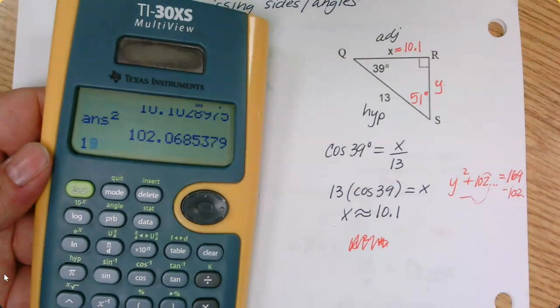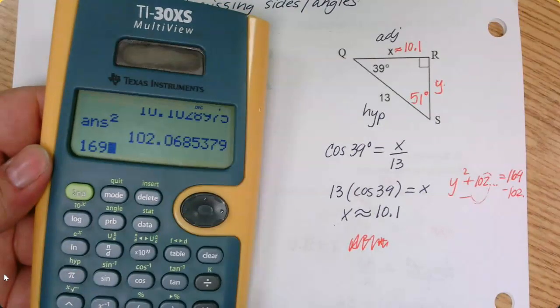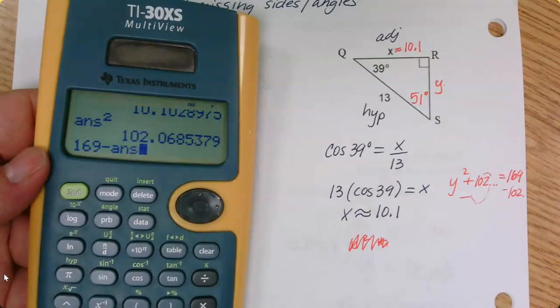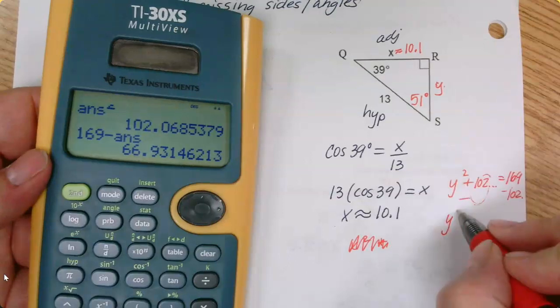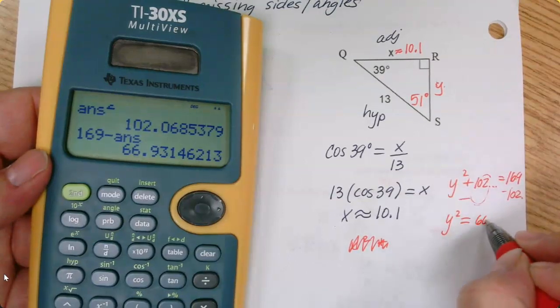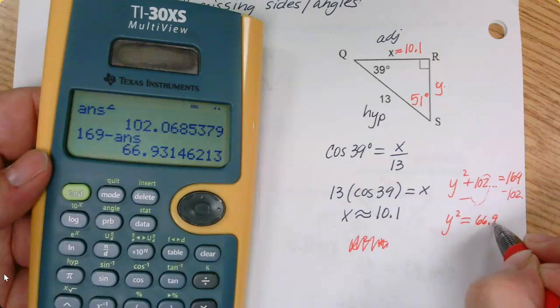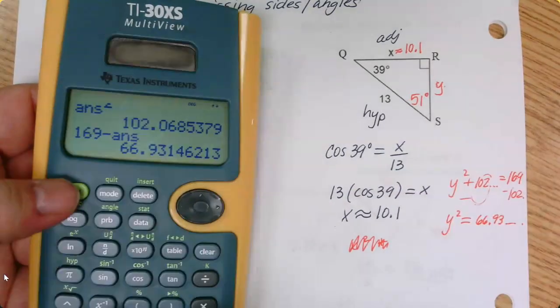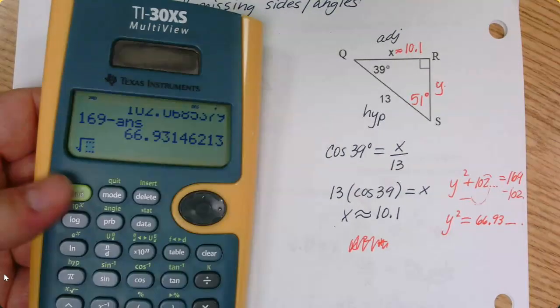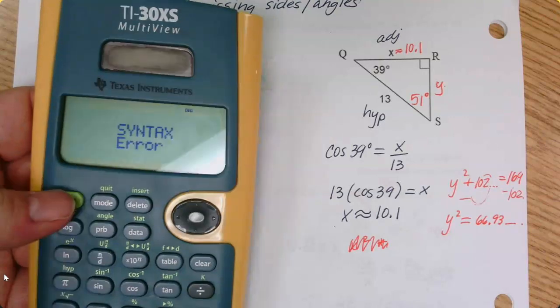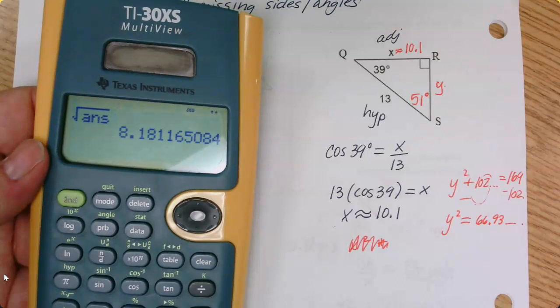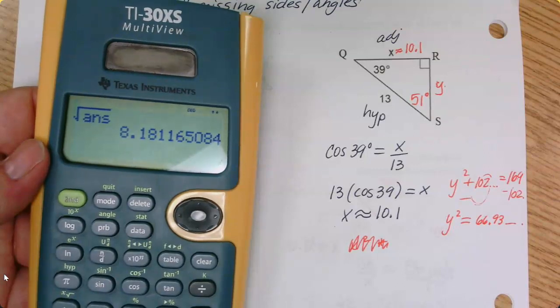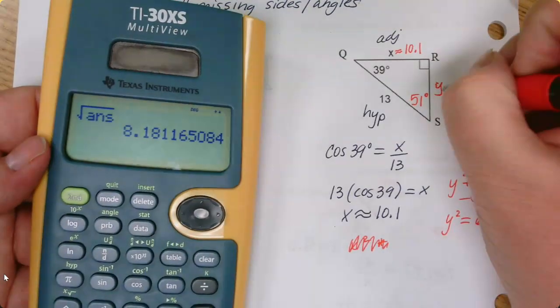And then I'm going to subtract this number from both sides. So 169 minus that number gives me 66.93 point something. So y squared equals 66.93 and so on. And then I'm going to take the square root of that. Oops, I hit the wrong button. Okay, and I get 8.18. So that's about 8.2.